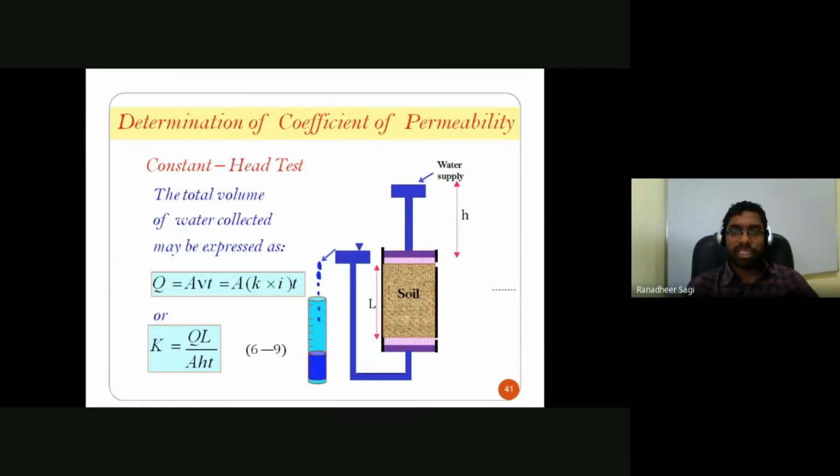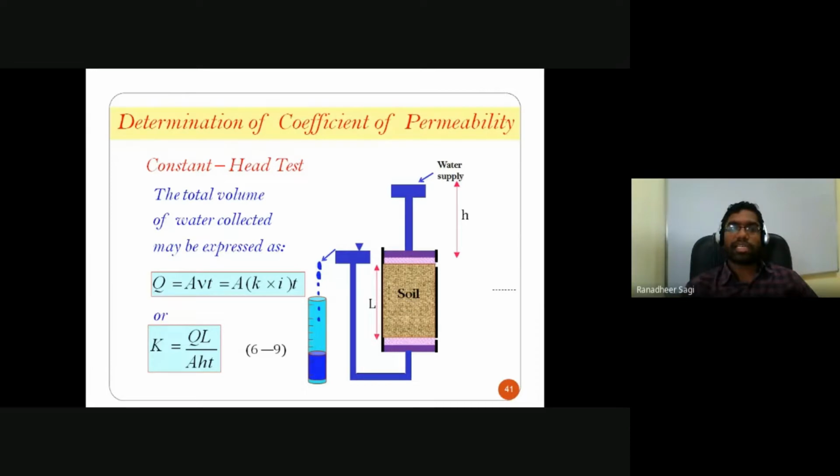So from this, if I try to rewrite my expression, K is equal to Q, time goes to the denominator, A goes to the denominator, and i also goes to the denominator. And in the process, I rewrite i as H by L. So if I just rearrange my terms, I'll get the expression for determining the coefficient of permeability, or I can also write it as hydraulic conductivity.